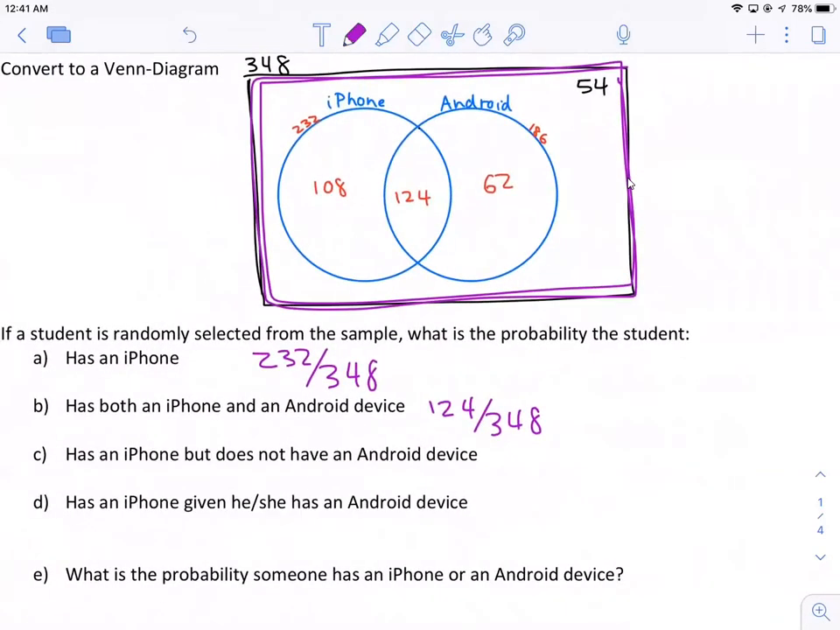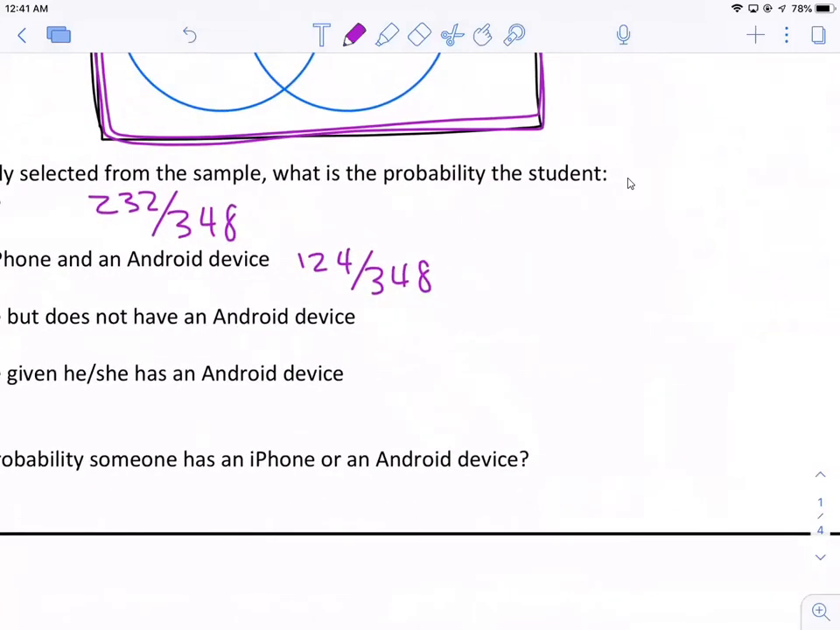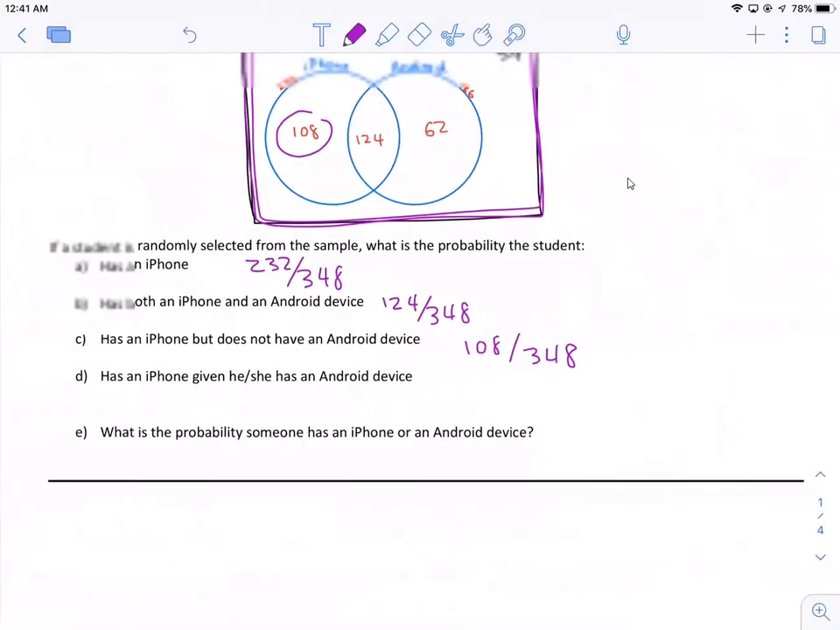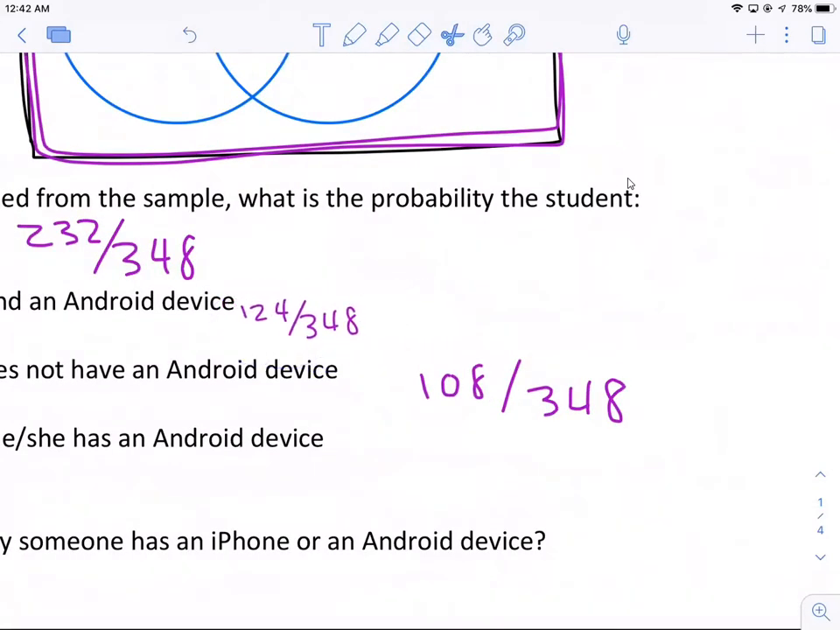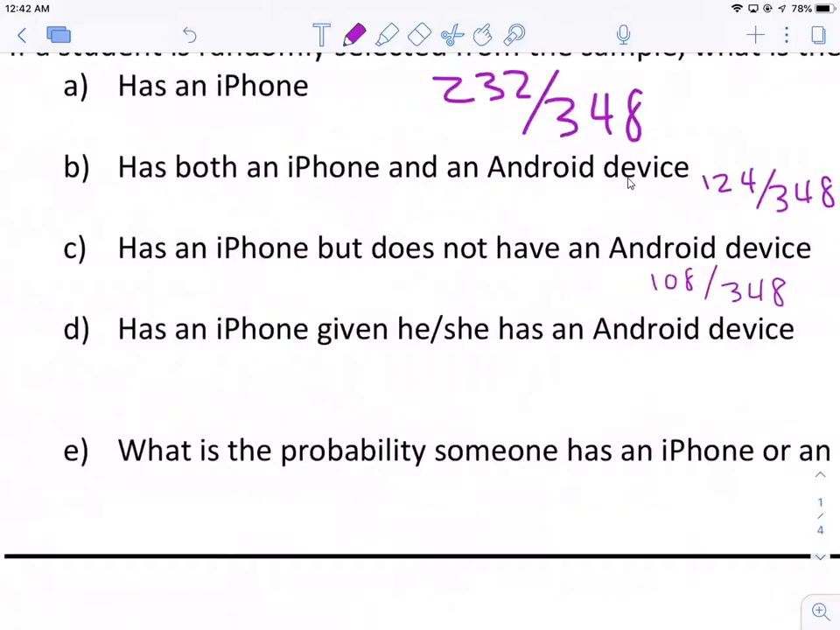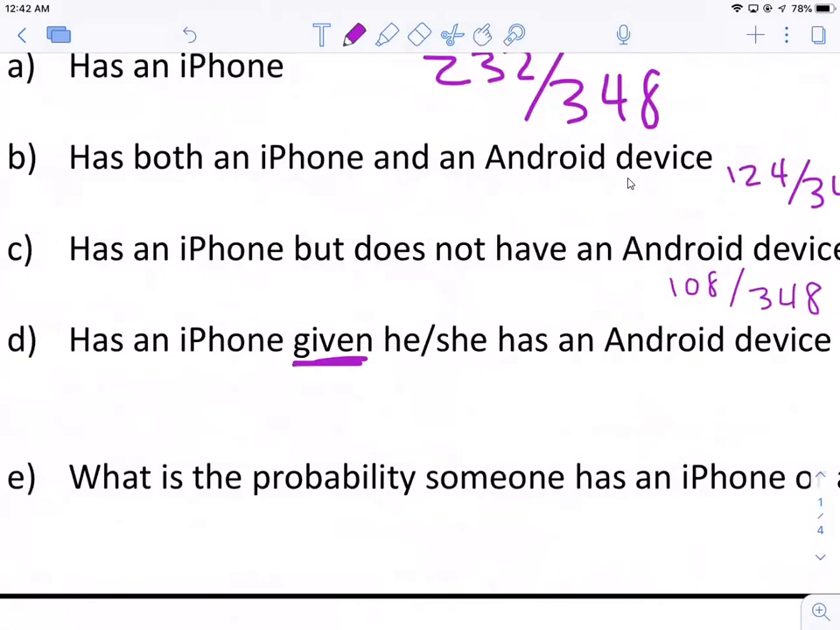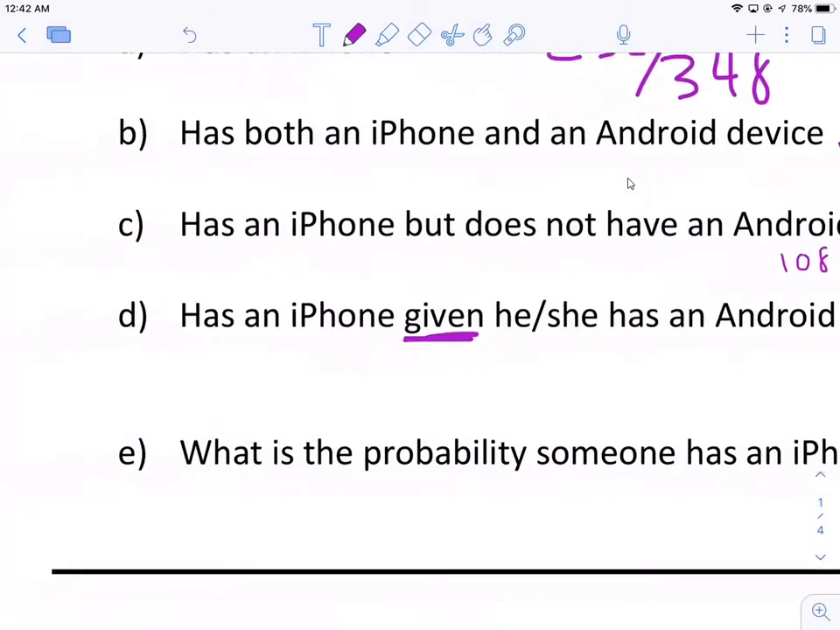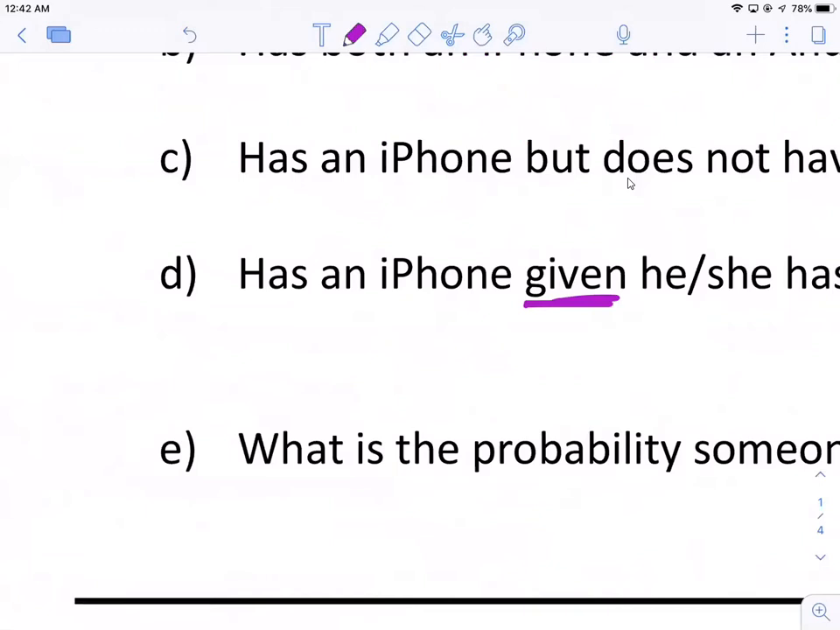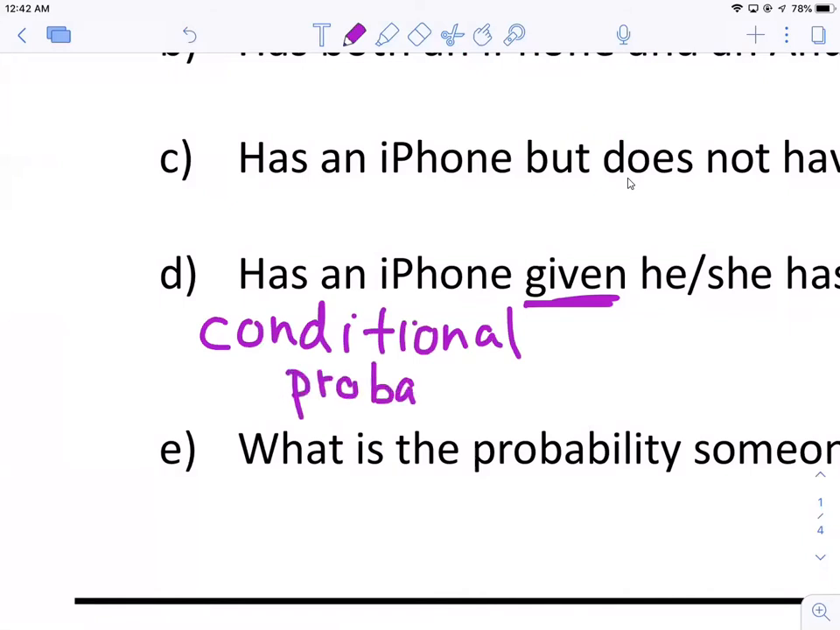Has an iPhone but does not have an Android, that's 108 people. So 108 out of 348. Has an iPhone given he or she has an Android device. So the first three questions were really basic. This one, we have this word given. So we call this a conditional probability. When you see this word given, that's going to indicate a conditional probability. And we'll take notes on this in a little bit.